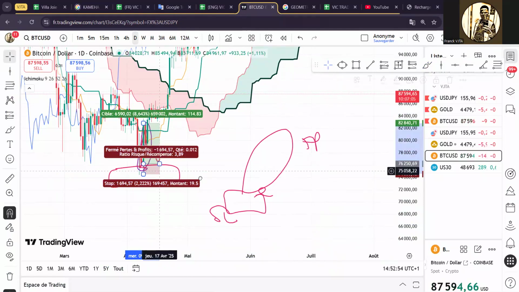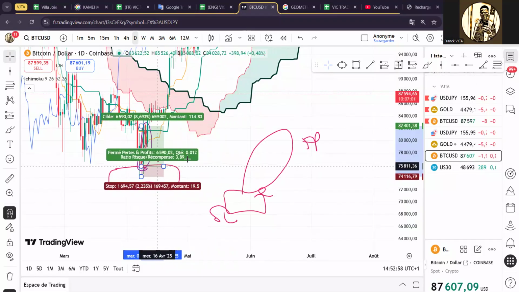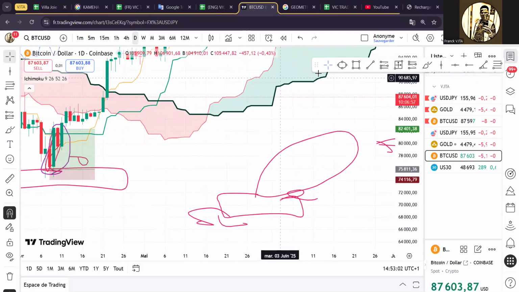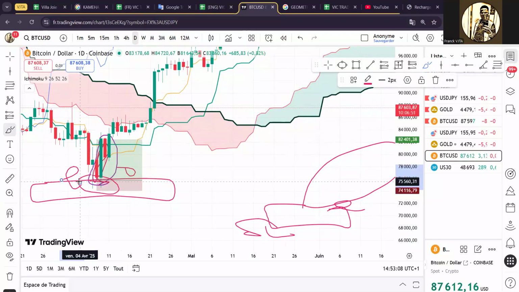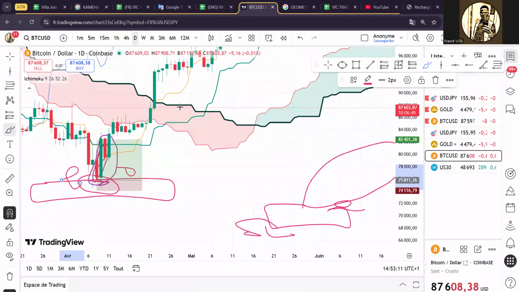The entry here is what? The empty space on daily. It is a setup, right? So we already have an income decision that is a daily setup. The take profit is what? Another daily setup that is scheduled.